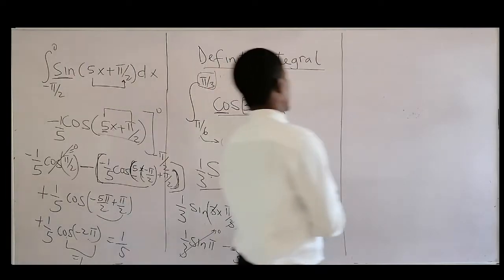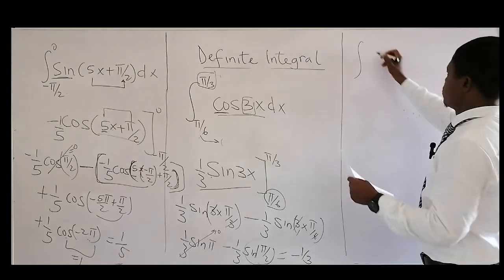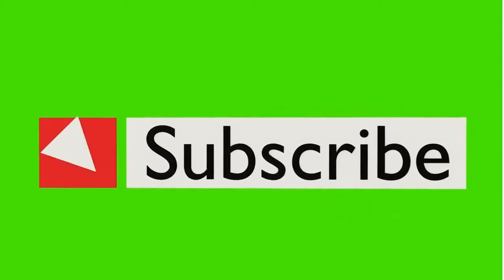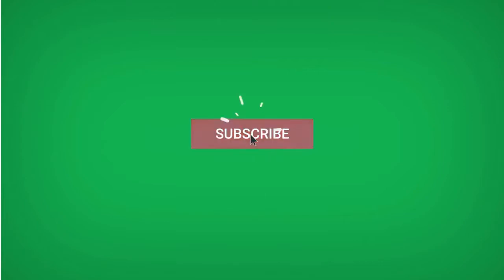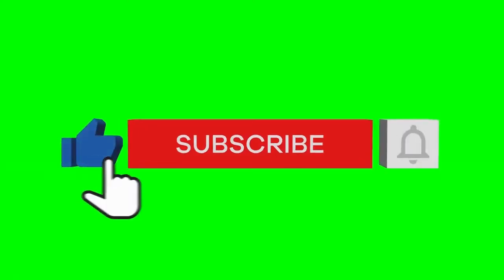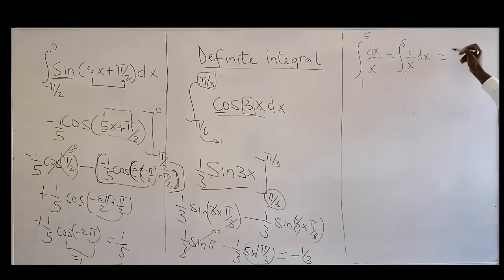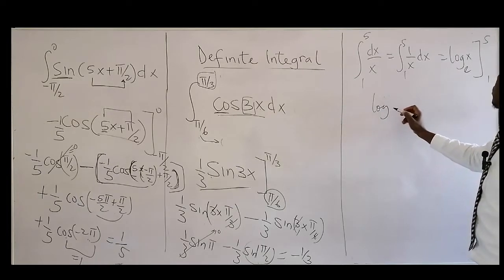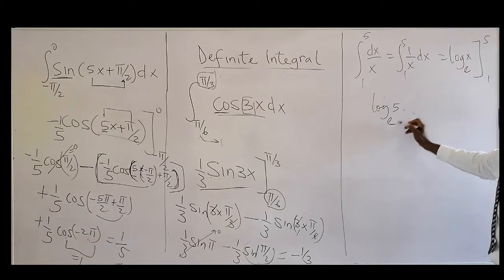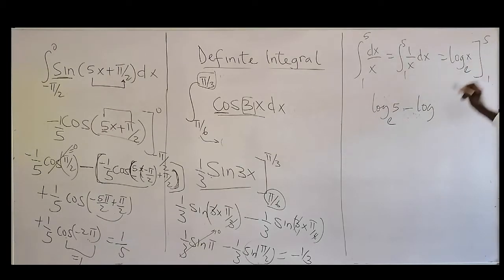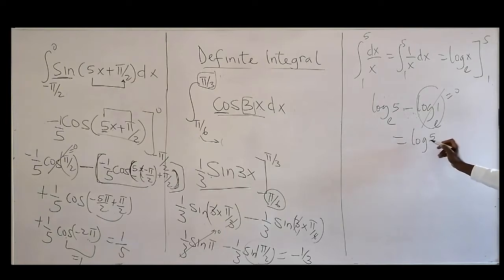Then we go to the third one, integral of dx over x, from 1 to 5. If you look at this one, the integral of 1 over x is ln, either log to base e or ln, of the function. Then you substitute your 5 and 1. That will be log of the upper boundary, x is 5 base e, then minus log of the lower boundary, x is 1. So this one is 0, log 1 is 0. So the answer is log 5 to base e.